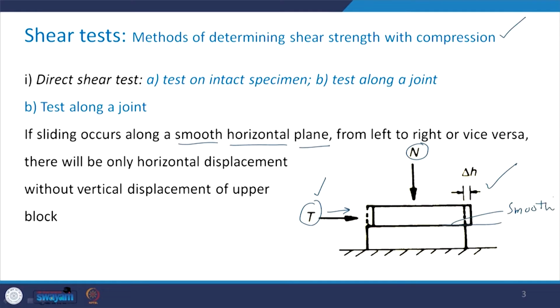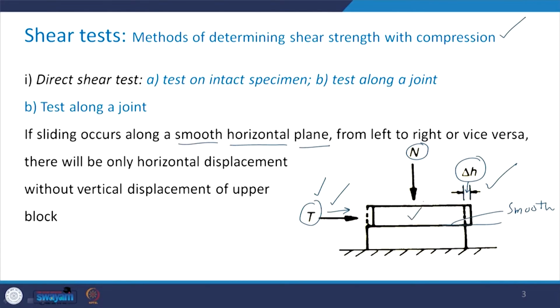Because of this sliding, there is going to be a displacement in the direction of the application of this load. Say that displacement is delta H, which is shown here, this portion. The sliding plane is a smooth and horizontal plane. Therefore, there is going to be only horizontal displacement, there will not be any vertical displacement of the upper block.